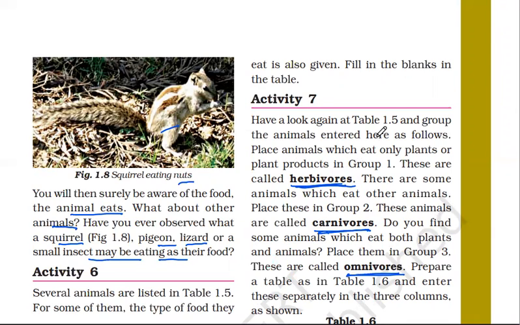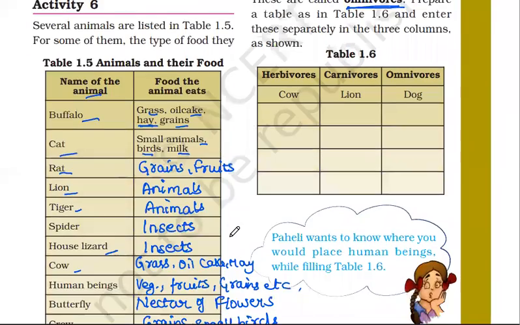Herbivores matlab, the herbivores are those animals which eat only plants or plant products. Okay, those animals which eat only plants or plant products, they are known as herbivorous animals.